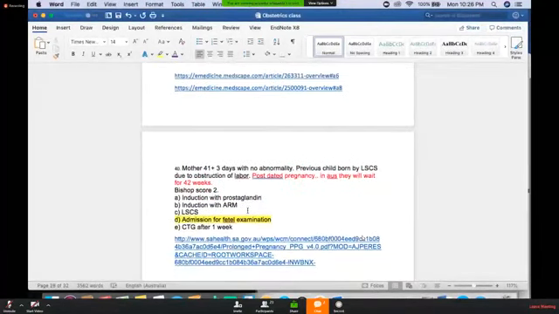Next. So we got this question too. Mother 41 plus 3 days with no abnormality. I have written this question in different ways only because I want to be clear. Mother 41 plus 3 days with no abnormality. Previous child born by LSCS due to obstruction of labor. Post-dated pregnancy in all stages. Okay. So what will you do? Bishop score 2. What will you do?